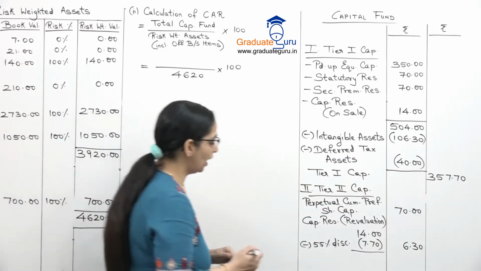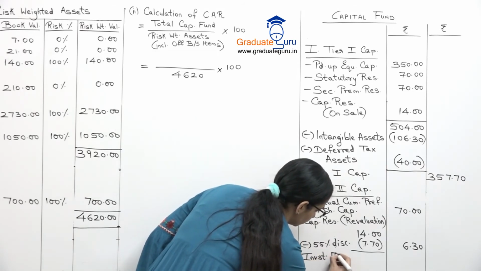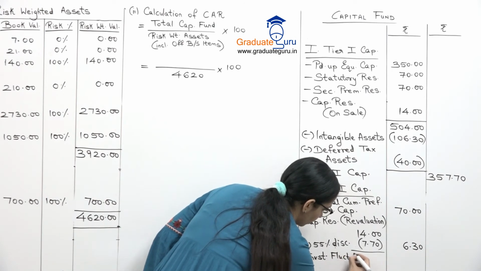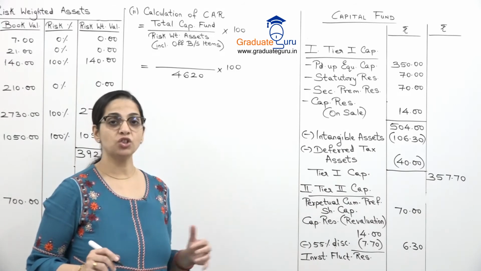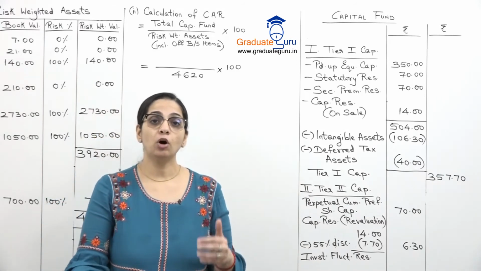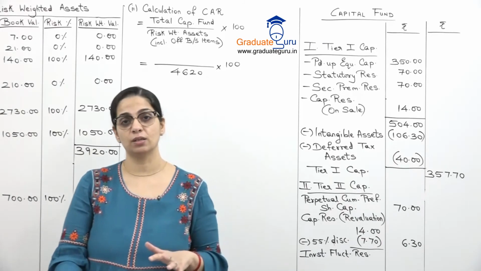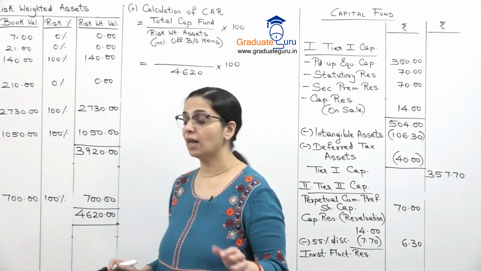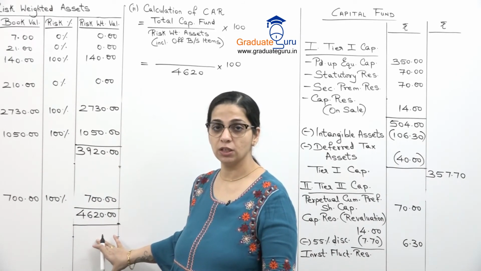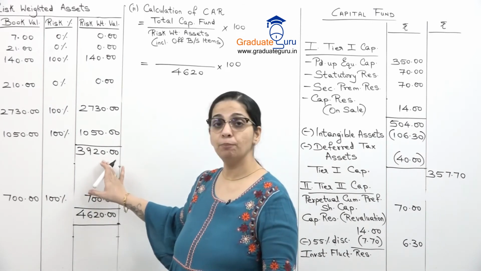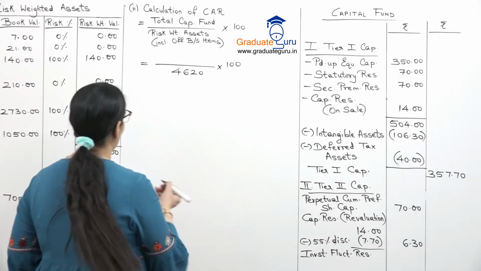And then we also have investment fluctuation reserve. But for this, there is a restriction. What is the restriction? It cannot be more than 1.25% of our risk-weighted assets. When we say risk-weighted assets, we take this amount, not including our off-balance sheet items, only the pure risk-weighted assets. So, first let us do a small calculation for that.